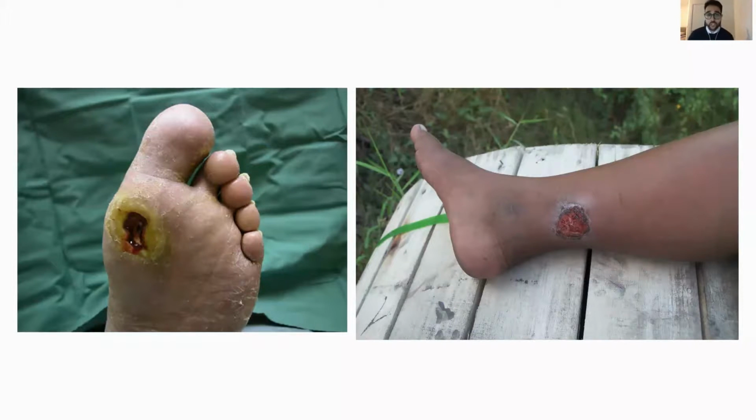Again, next poll, please. What kind of ulcer is this? So interesting. So we went for an arterial ulcer here, and some of you went for venous ulcer. So there's a bit of a split. So this is actually a venous ulcer here.